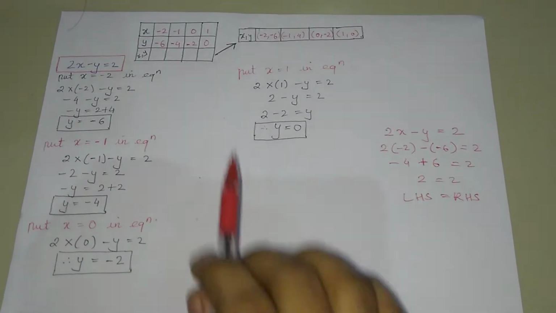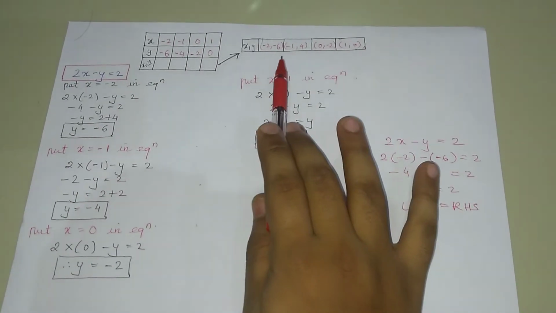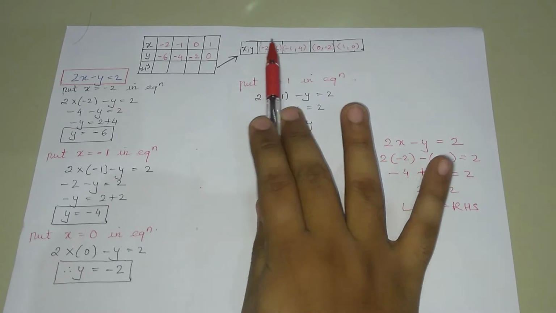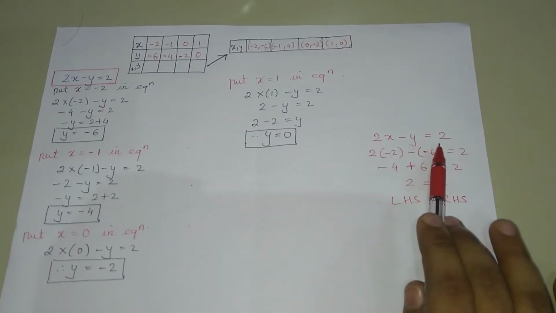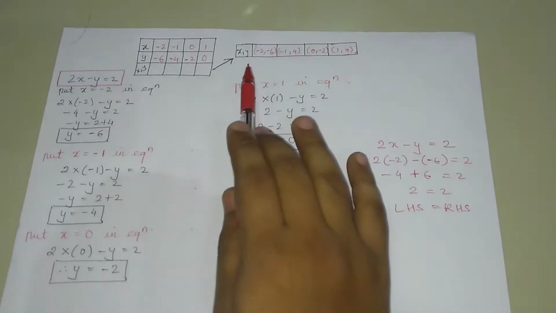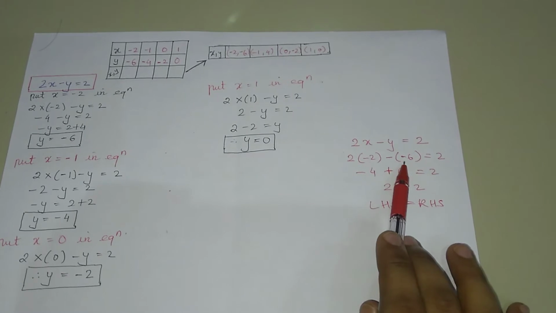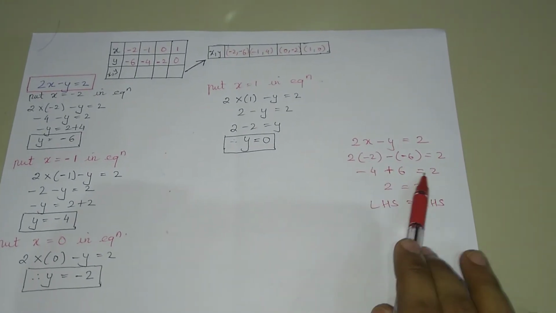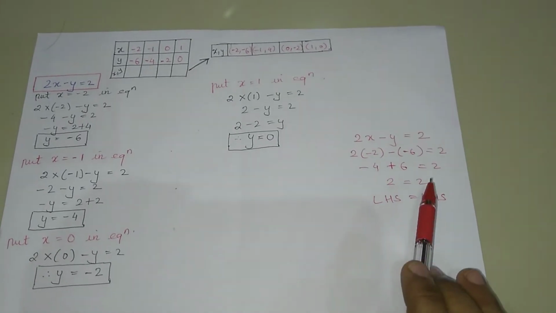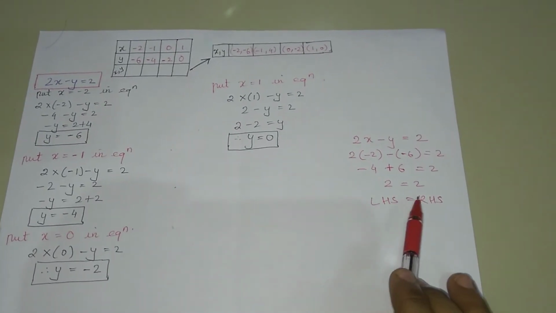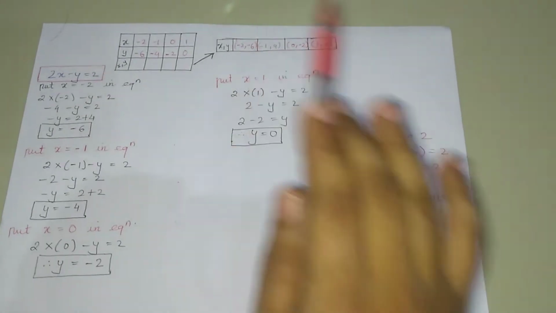Okay, so now to check whether the ordered pair we found is correct or not, we will substitute these values of x and y in this equation, 2x minus y equal to 2. The x value will be minus 2, y will be minus 6. We substitute the values of x and y, and solving this equation we get 2 is equal to 2, which means LHS is equal to RHS. When LHS is equal to RHS, the ordered pair which you have found is correct.